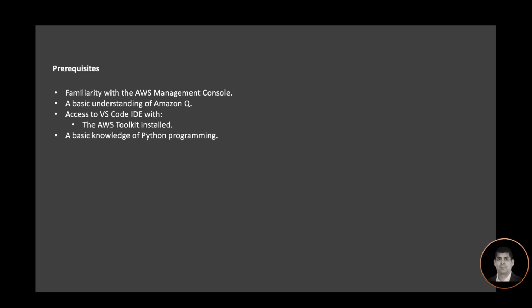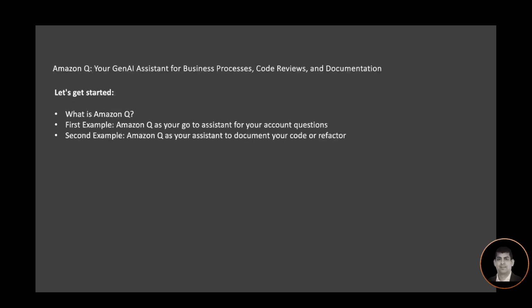Prerequisites for this workshop are familiarity with the AWS Management Console, a basic understanding of Amazon Q, access to the VS Code IDE with the AWS Toolkit installed, and basic knowledge of Python programming. Let's get started. We're going to look at what Amazon Q is, and then in the first example, we will use Amazon Q as the assistant for account questions. And in the second example, we will use Amazon Q Developer as the assistant to document the code or refactor.